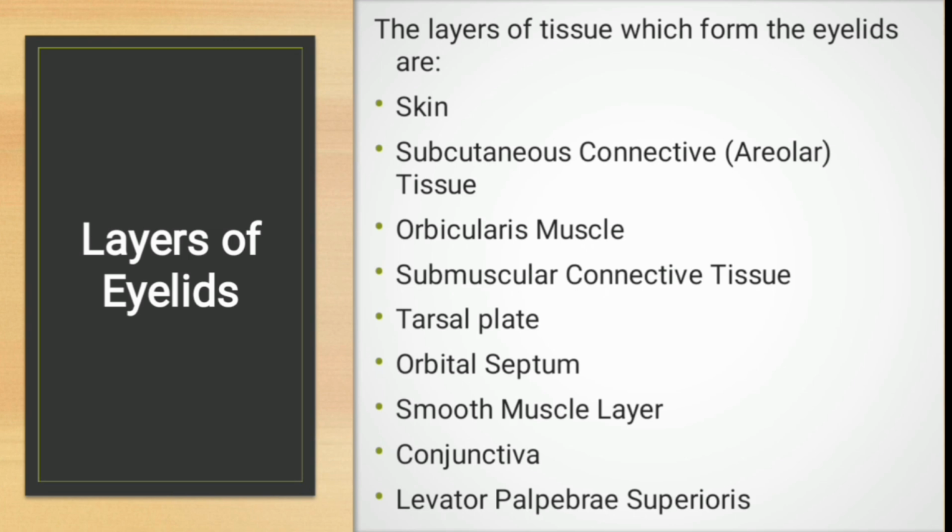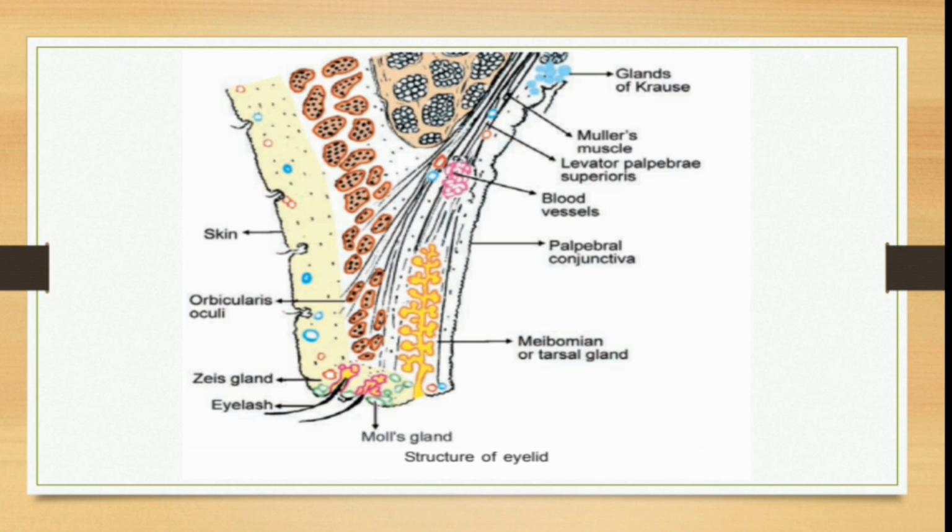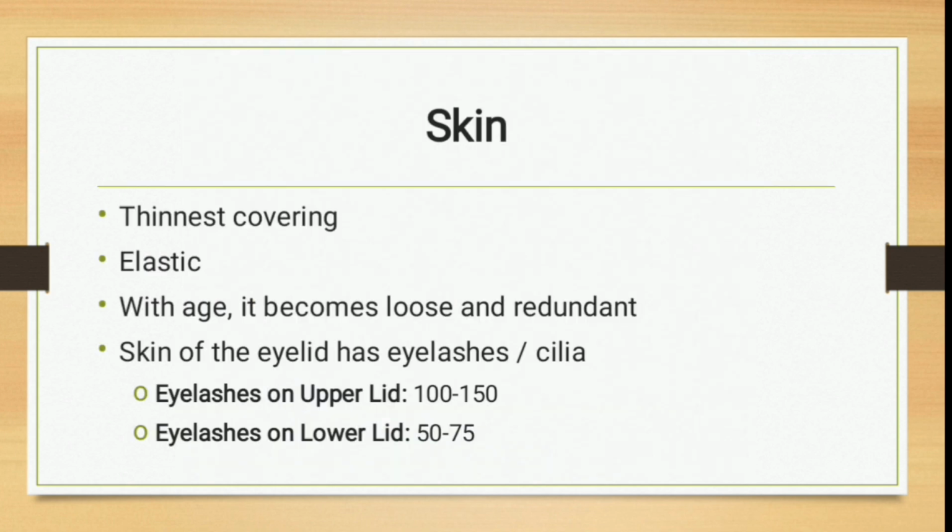So the first layer which the eyelid consists of, or the main layer which you can see from the outside, is the skin, right? So let's move on. The skin is the thinnest covering. As you can see, when you touch your eyelid, you can feel that it is a very thin and very elastic structure, right? So it becomes loose with age. In older patients, the eyelid has become very loose and is not that elastic, right?